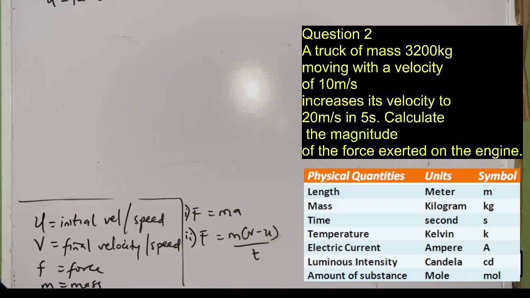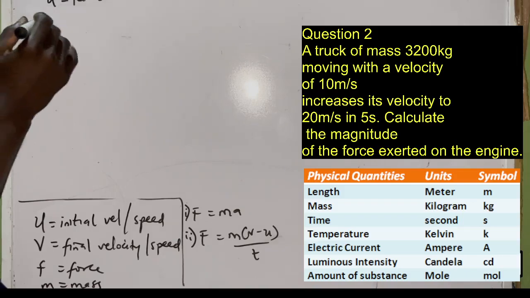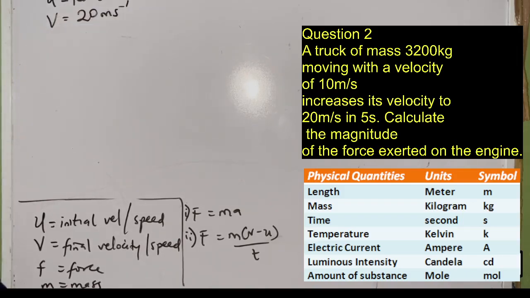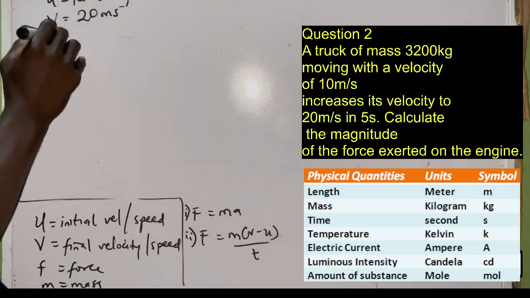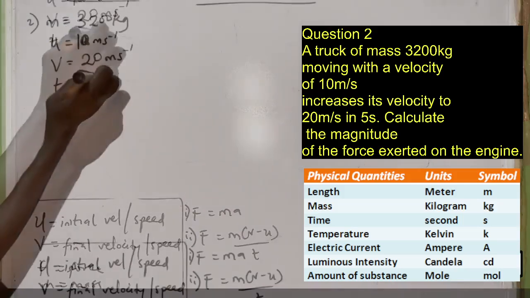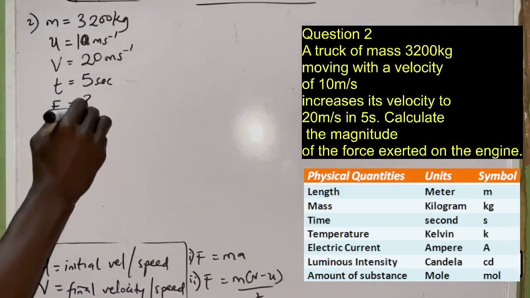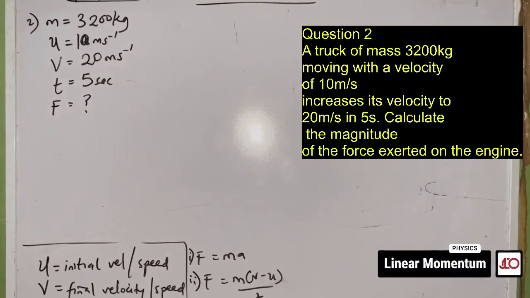So it's going to increase its velocity to 20 meters per second, which means the final velocity is 20 meters per second in 5 seconds. Your time is what? 5 seconds. Calculate the magnitude of the force exerted on the engine. You're looking for force, so look closely. Which of these formulas are we going to use? Is it the first or the second?